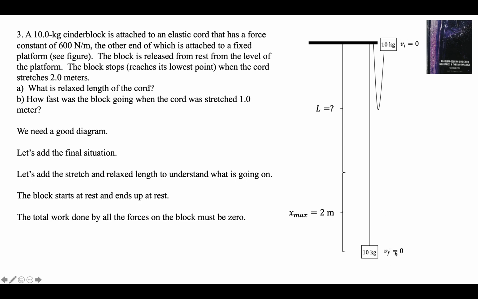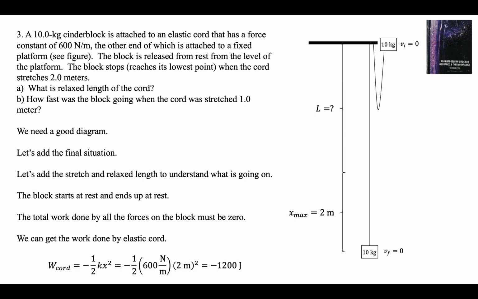The total work done by all the forces on the block must be 0 because the change in kinetic energy is 0. We can get the work done by the cord. We know the stretch and we know how stiff the cord is. It's 1/2 kx squared, and we put a minus sign in there to remind us that the cord is slowing the mass down. The cord is against the motion. That's minus 1200 joules. The stretch is 2 meters. The stiffness is given, 600 newtons every meter.